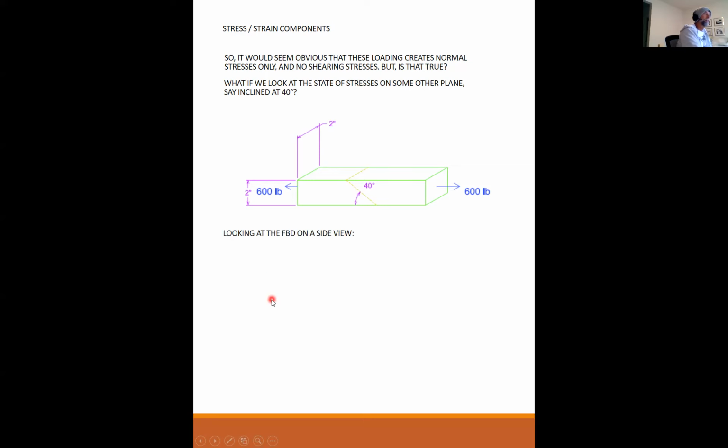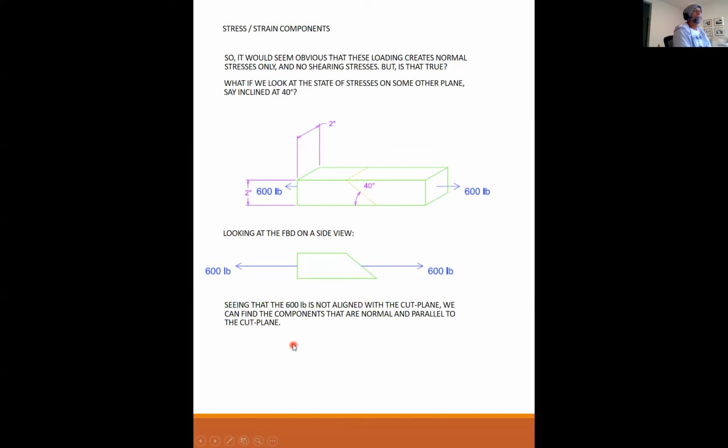So looking at a free body diagram on a side view, I still have 600 pounds to the left. I have 600 pounds to the right, because by equilibrium, there are no other forces on this. It has to have 600 pounds of tension everywhere along this bar. So taking just a look at the left-hand side, free body diagram, I have 600 and 600.